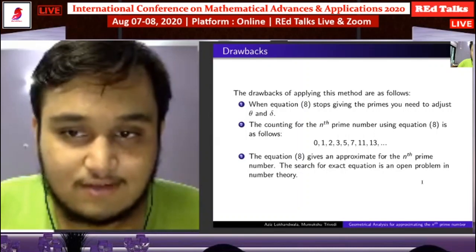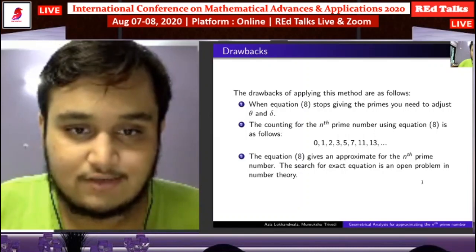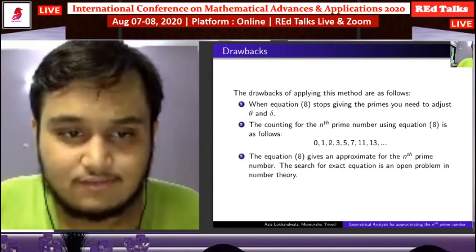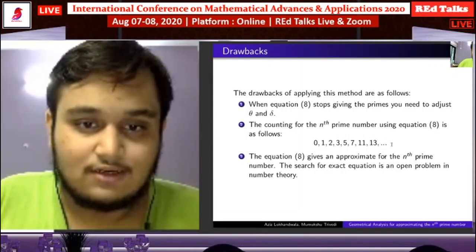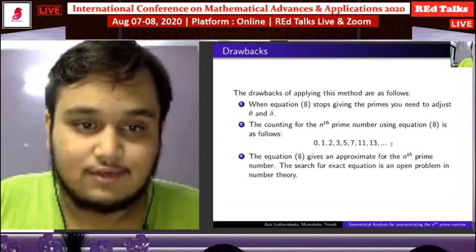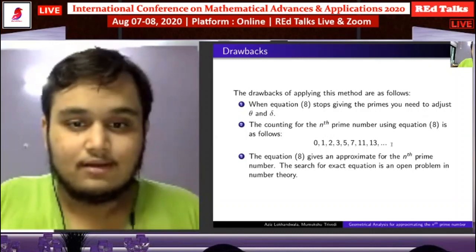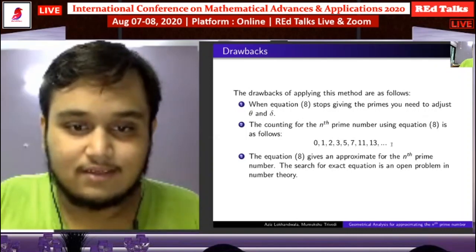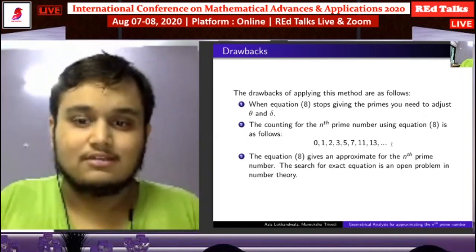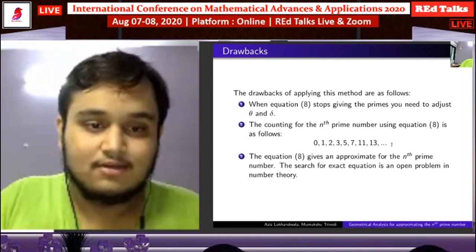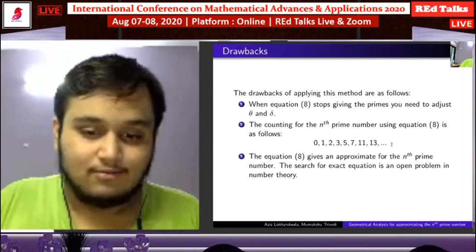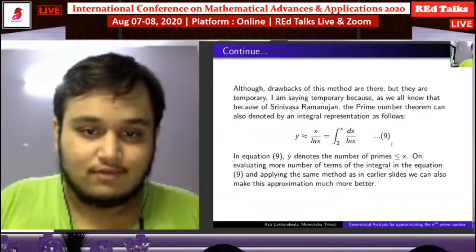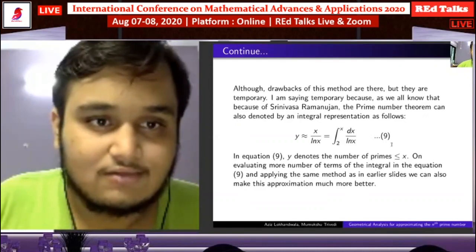Counting for the nth prime using equation 8 is as follows, like 0, 1, 2, 3. As I have told, that can be fixed by shifting the origin so that it starts from 2, 3, 5, 7 only. This equation gives an approximate formula for the nth prime number. The search for an exact equation is yet an open problem, but the closer we get to the asymptotic formula, the closer we are to the exact equation.